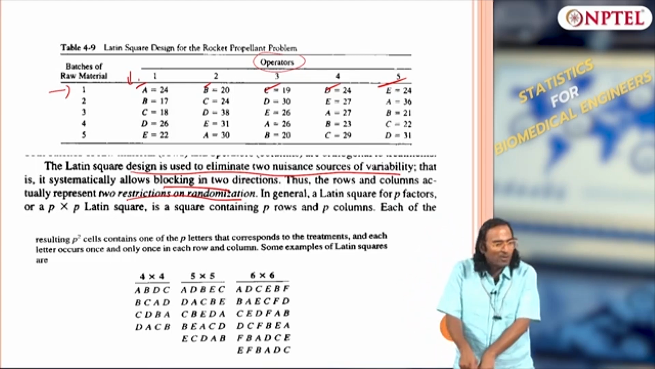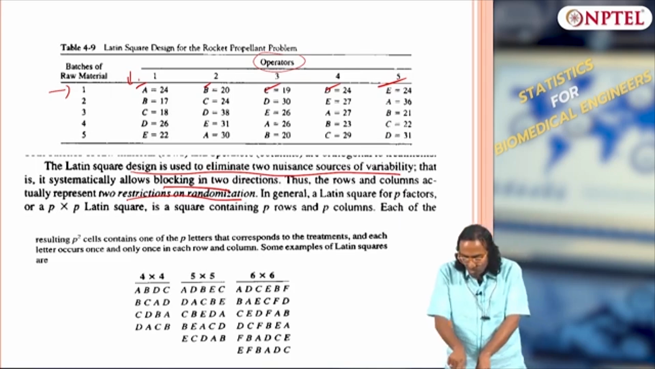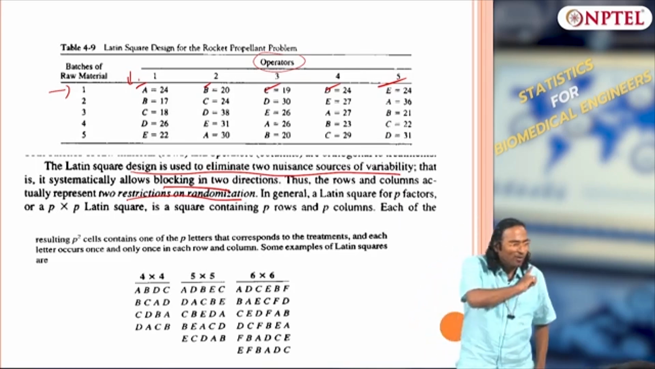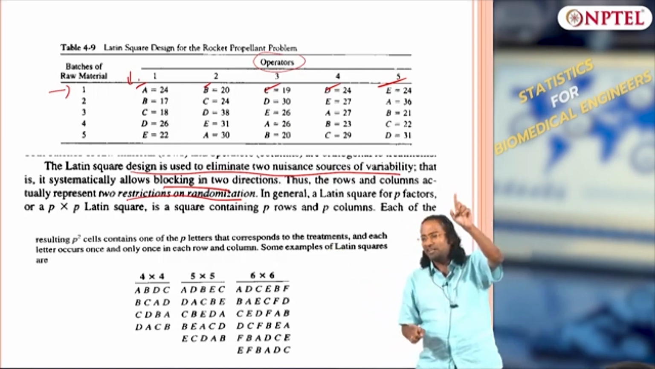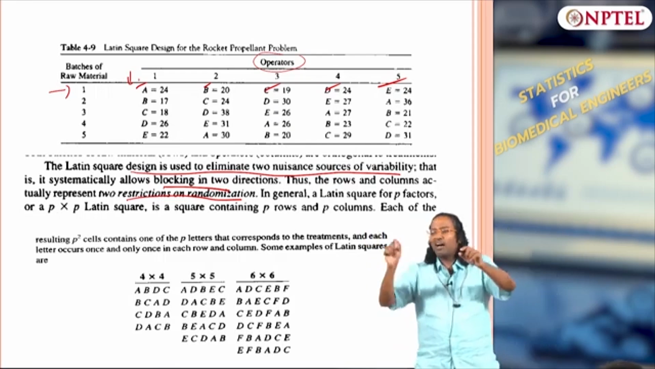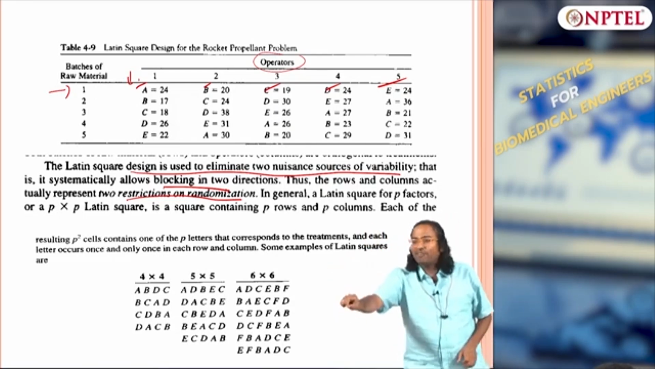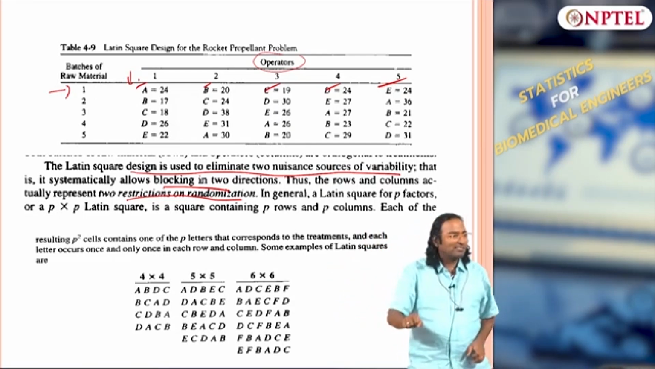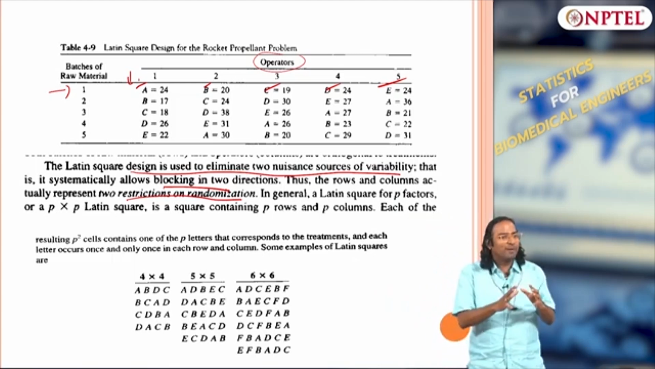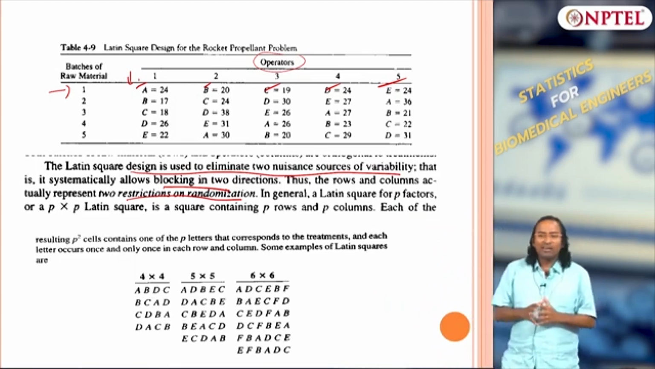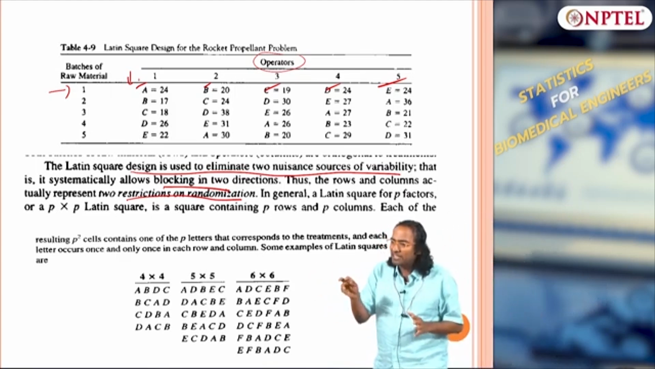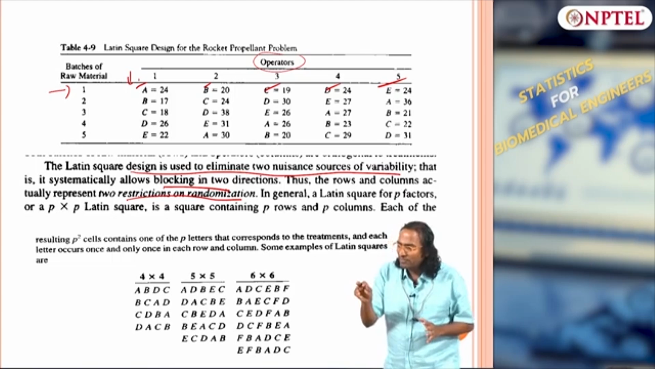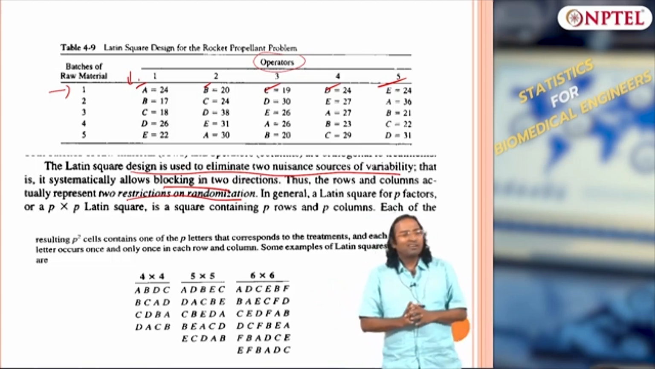Your rows are 1 factor, columns are another factor, and the entry is another factor, like your intensity. That is how you embed 3 factors into the matrix itself. Earlier it was rows and columns, now the entry itself is a factor. So this is nothing but your Latin square design.